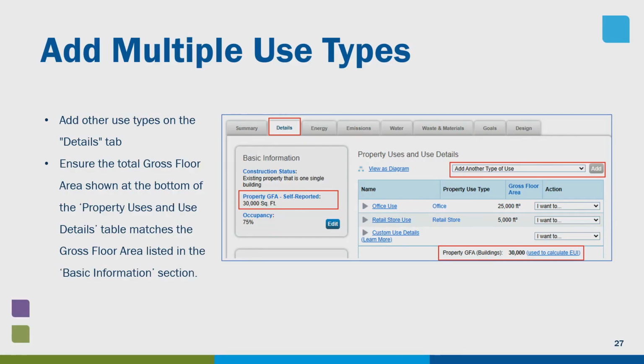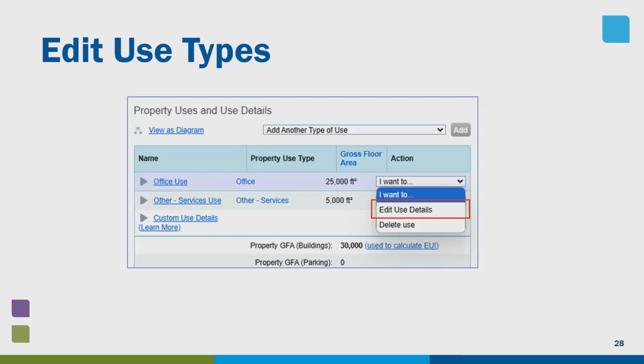When finished, the total gross floor area shown at the bottom of the Property Uses and Use Details table should match the gross floor area listed in the Basic Information section. If they don't match, review and adjust your entries. Whenever you need to make updates to property use type details, find the drop-down menu under Action in your Details tab for the specific use type that says, I want to, then select Edit Use Details. Here, you can make any updates, then select Save, and you're all set.